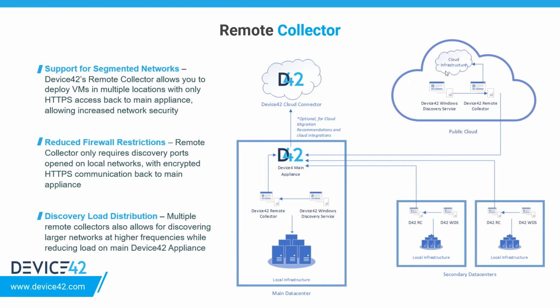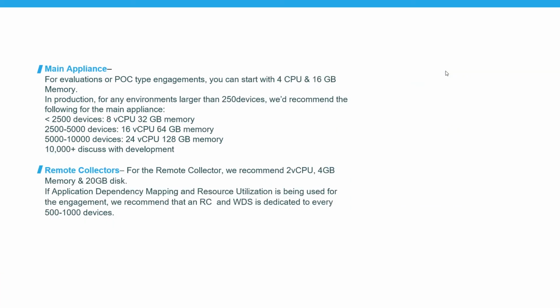However, you do still want to think about scale. So we typically say for about every 500 to 1,000 devices, if you are doing application dependency mapping and resource utilization, you're going to want a remote collector or Windows Discovery Service dedicated to those workloads. And that's just going to help facilitate frequent discovery and scheduled discovery completing in a timely fashion. If we start to go above that range, and we try to run a discovery of thousands of devices every hour, well, depending on the complexity of that environment and how much data we're looking to collect, it might not be possible for it to complete in that time. So we do need to be mindful of that.